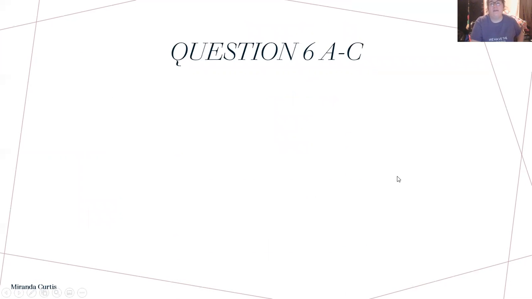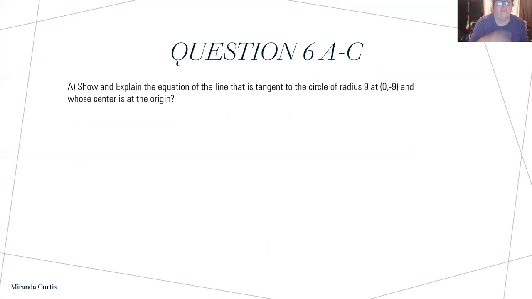Okay, and then here's C. I love the last one. Six is awesome. This one's fun. Okay, show and explain the equation of the line that is tangent to the circle of radius 9 at 0 and -9, and whose center is at the origin.